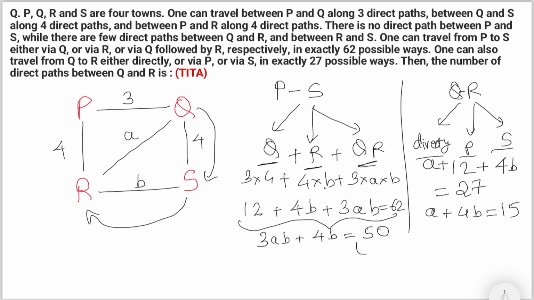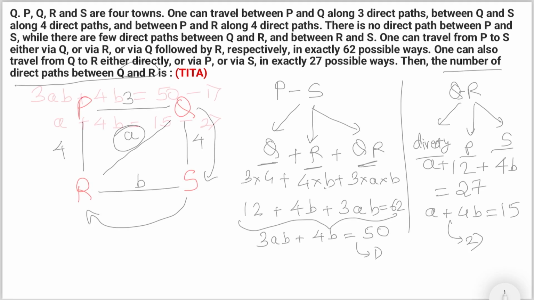So let's call this equation 1, and let's call this equation 2. Using these two equations, I need to find out the number of direct paths between Q and R. The number of direct paths between Q and R we have assumed as A. So the question is all about finding the value of A, right? So let's see how we do that.